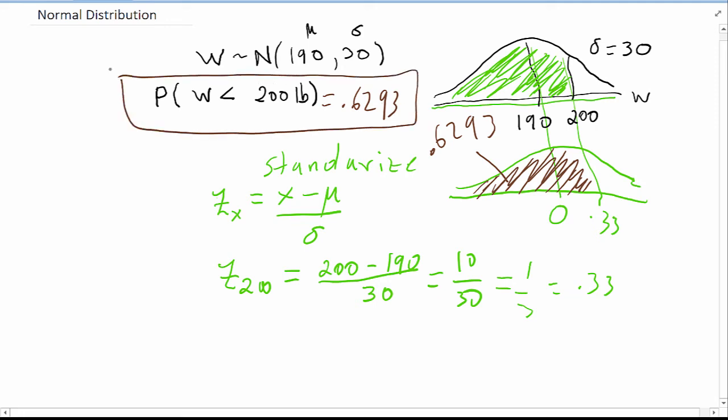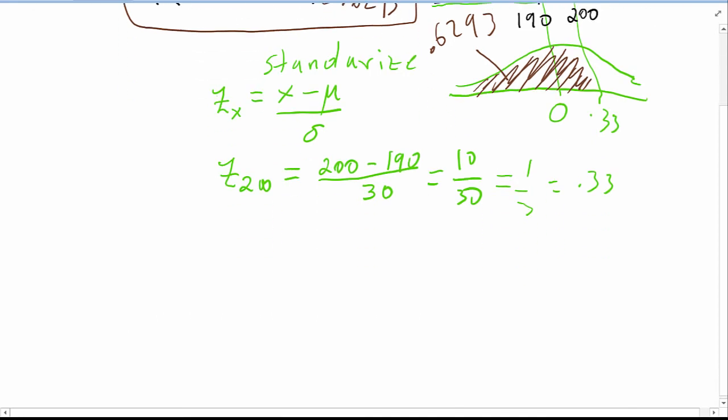So there are two ways of writing this answer. We can say that 63% of males weigh less than 200 pounds. Or we can say that the probability of selecting a male at random from this population who weighs less than 200 pounds is 0.6293. All right, so let's do another problem.